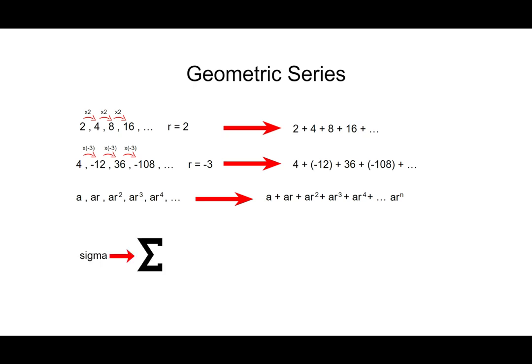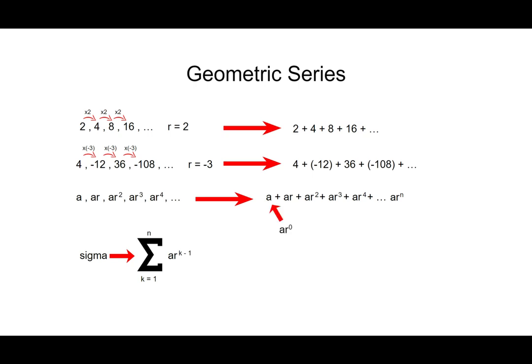And then if you want to represent it with sigma notation, you write the sigma symbol and k, which would be our term number, the number of the term. It would start with 1, and so you write it below that sigma, and then it would go up to n because that would be our last term. And it would be k equals 1 to n of a times r to the k minus 1.